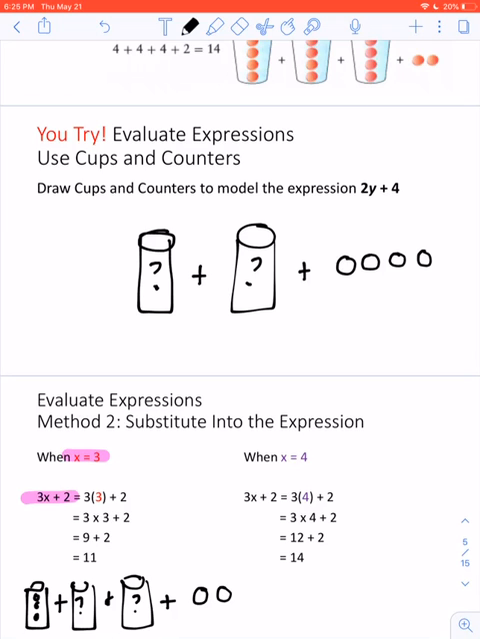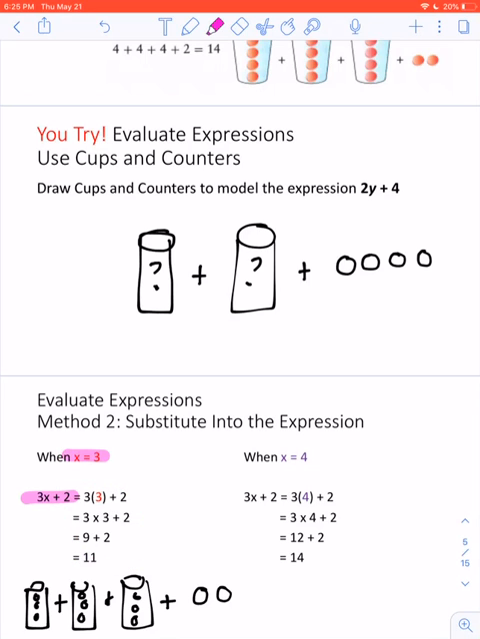1, 2, 3, 1, 2, 3. You're probably thinking, well, Mrs. Buer, why can't I just count them like this? 3, 6, 9, and then add the 2 is 11. You can, but when it gets more complicated, you're not going to want to draw out all the cups with the counters. That's why we're going to use this method of doing it.